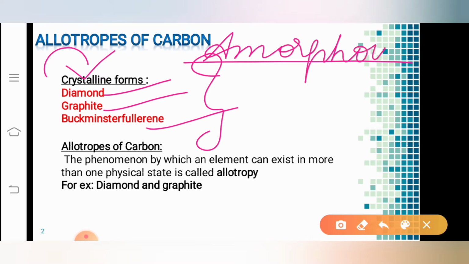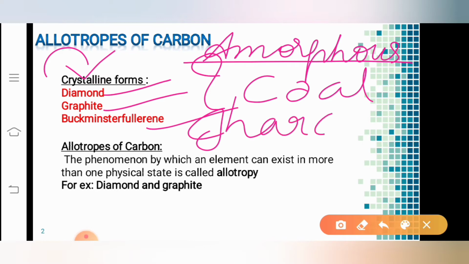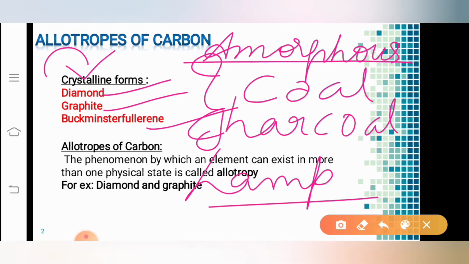When I talk about the amorphous form of carbon, the examples are coal, charcoal, and lamp black. So these are the examples for the amorphous form of carbon. And all these, the coal, charcoal, and lamp black, which I told you are amorphous forms, are actually obtained from this crystalline form. Because of that, we give more importance to studying the crystalline forms of carbon.